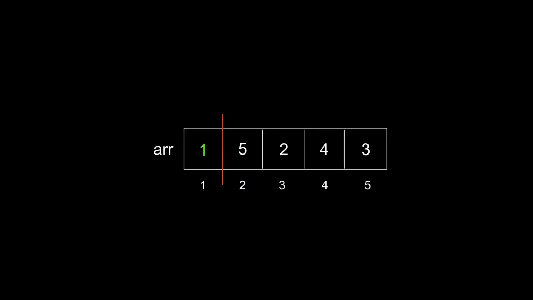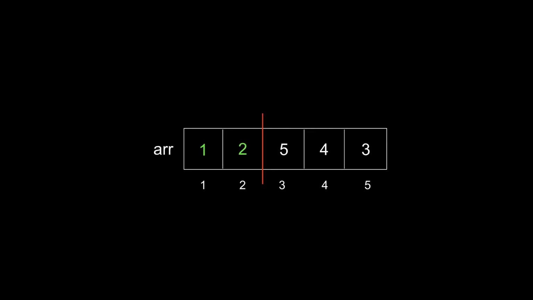We iterate over each element of the unsorted part of the array, and we find that the smallest element is 2. We then look directly to the right of the red line, and we find that the first element of the unsorted part is 5. And like before, we simply swap the two elements, and we now know that 2 is sorted. So we push the red line one element further.